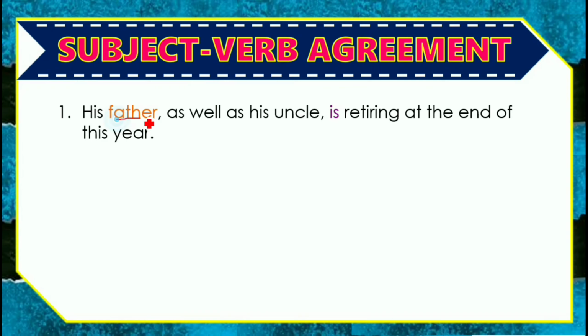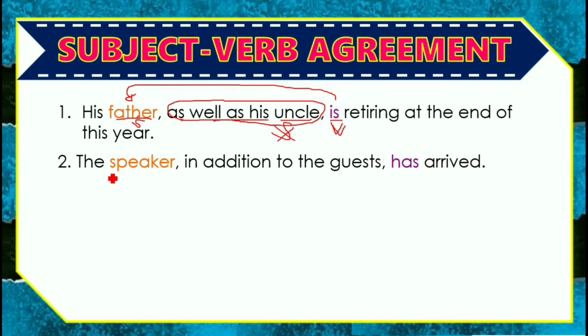Where is our subject? Father. This is the intervening phrase. We still use the verb is because our true subject is father. Sometimes people get confused because they would usually add uncle as another subject, which is not correct. This is just an intervening phrase, so it does not affect. Your main subject here is father, and it is singular. That's why it requires a singular verb, which is.